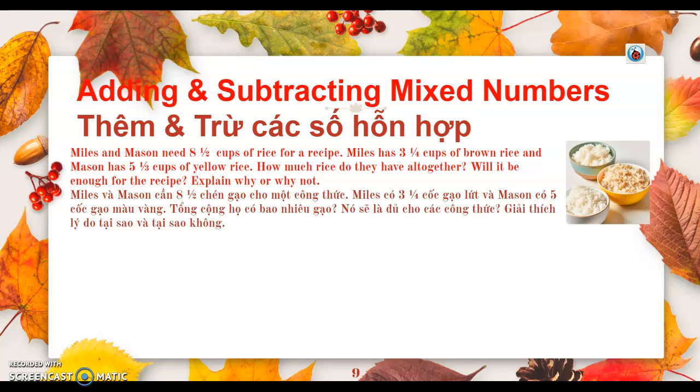So when you solved it, you should have gotten that Miles and Mason were able to combine their rice and have 8 and 7 twelfths cups of rice, which made them have enough rice to make their special rice recipe.